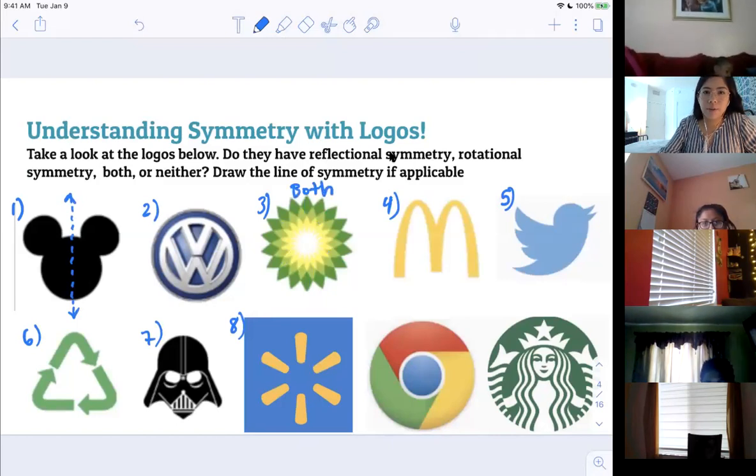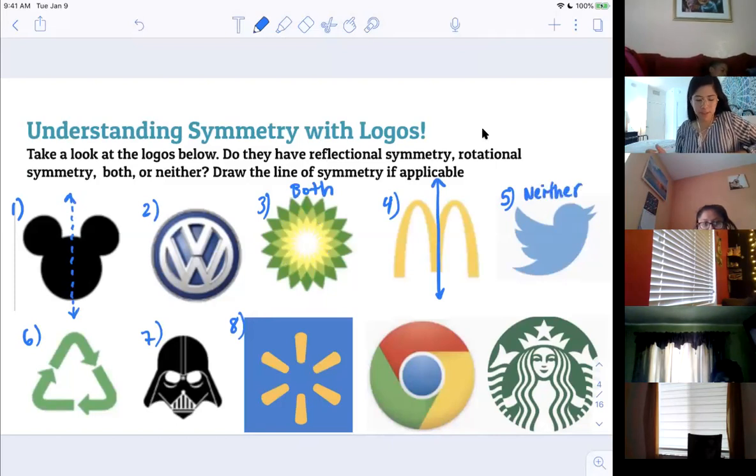All right, Eric, number 4. Reflectional. Reflectional, very good. You can cut that guy in half. Jalen, number 5. Neither. Very good. That's a Twitter logo. Can't do anything with him. Janelle's number 6. Both. That's right.